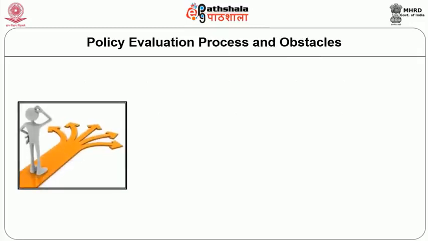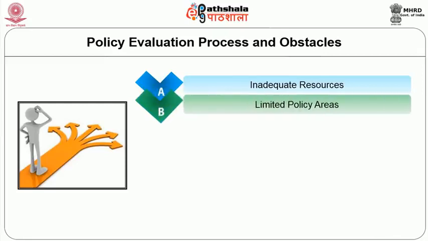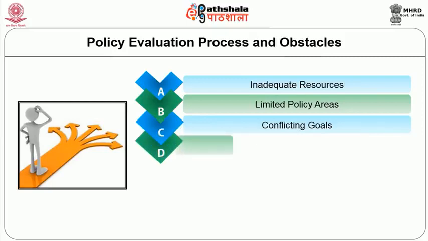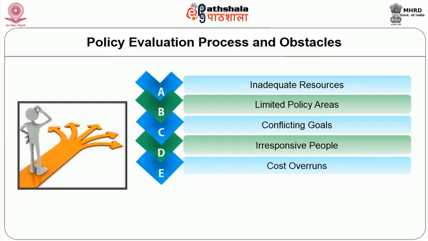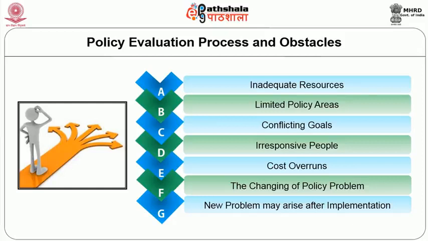It is often indicated in policy evaluation that intended policy goals or impact are not achieved due to the following factors. The factors are 7 in number. Number 1, inadequate resources. Number 2, limited policy areas. Number 3, conflicting goals. Number 4, irresponsible people. Number 5, greater costs or overrun of costs. Number 6, the change in the nature of the policy problem. And the last, new problems may arise after implementation of a particular public policy.